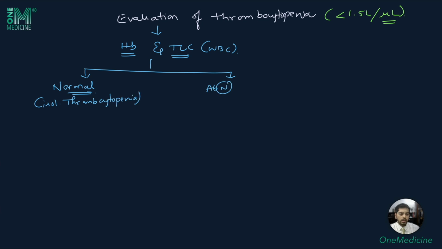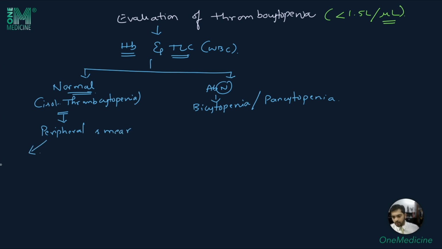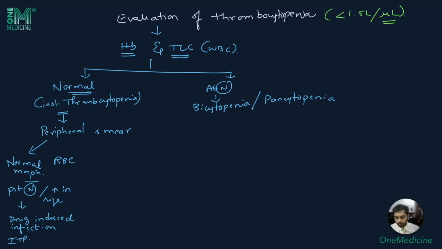If it is abnormal, then that means the patient is having either bicytopenia or pancytopenia. In a normal total count as well as hemoglobin, evaluate with peripheral smear. This can have three outcomes. One, normal RBC morphology. Platelets are normal or increased in size. In such condition, think of drug-induced thrombocytopenia, infection-induced thrombocytopenia, or idiopathic thrombocytopenic purpura, or the patient can have a congenital thrombocytopenia.